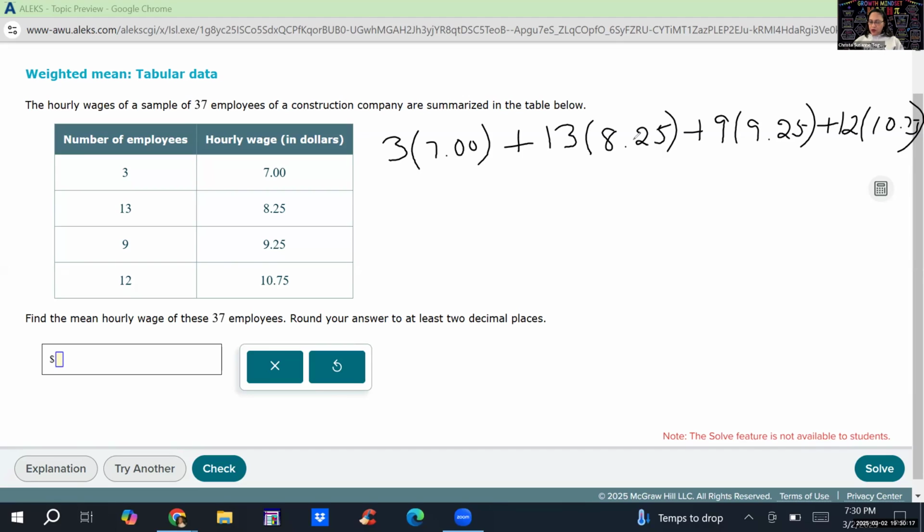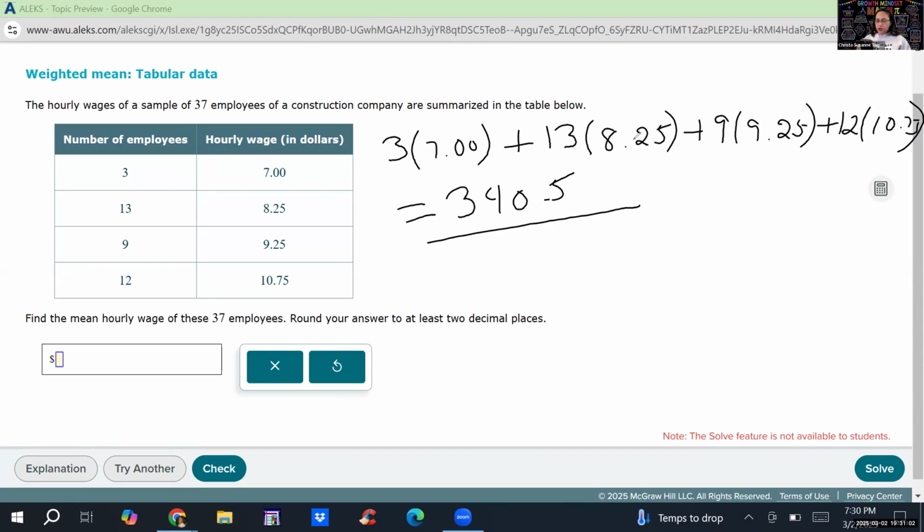3 and 7 plus 13 times 8.25 plus 9 times 9.25, just making sure that's right, plus 12 times 10.75. And I get a total, and you can check me as you go along, 340.5.